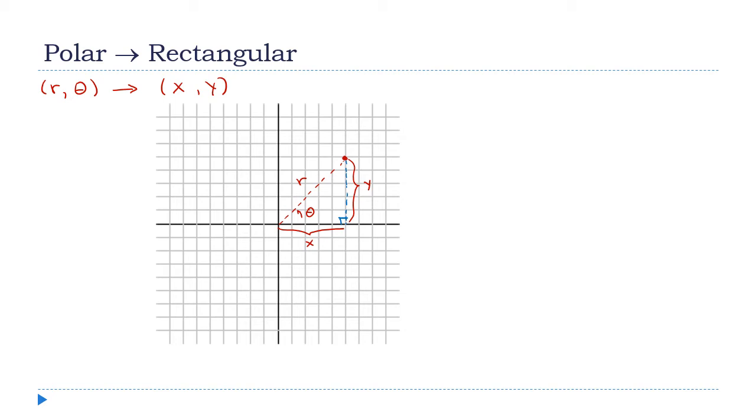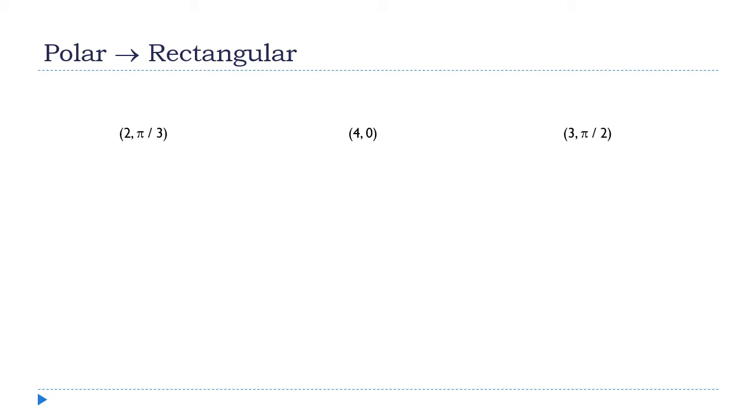I'm going to do the x first. So I know that x over r is the cosine of theta, and I know that y over r is the sine of theta. Remember, I wanted x and y, so multiply both of these by r, and I get x equals r cosine theta, and y equals r sine theta. And those are my formulas. Those are the formulas I'm going to use to go from a polar point to a rectangular point. All right, so let's look at a couple of examples here.